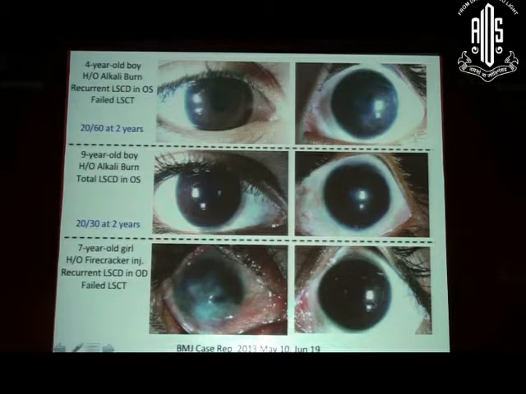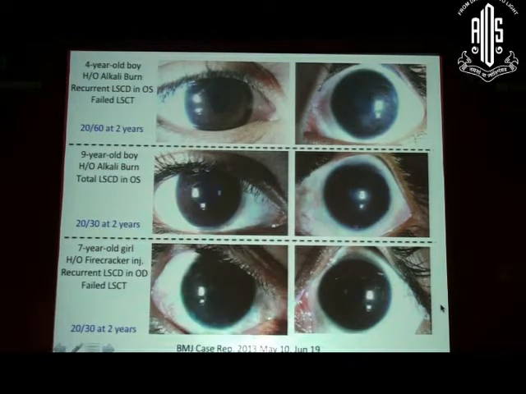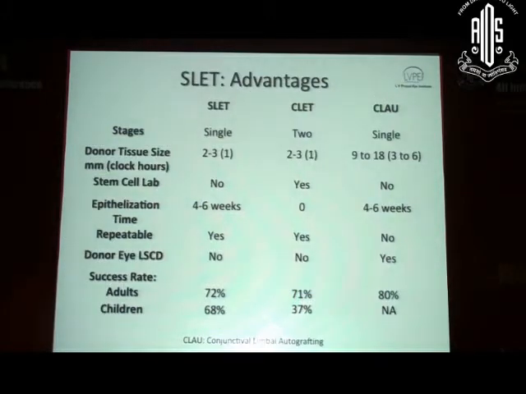Again, in the bottom panel, patient with firecracker injury, failed cultivated transplant, same patient after SLET. So these are like exceptional outcomes. If you saw the patient, you wouldn't make out which eye had the injury or which eye had surgery. So SLET definitely has an advantage over the 2 previously described techniques. A, that you don't need an expensive stem cell lab, you have no risk of causing any damage to the donor eye, and that your success rates in children and adults are the same. So I think it's a definite improvement over the existing techniques.